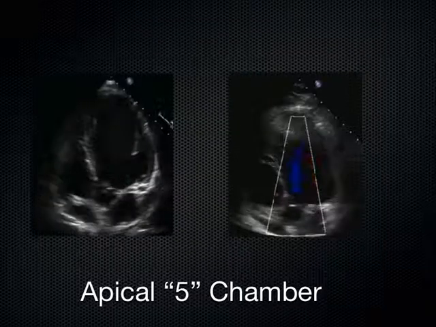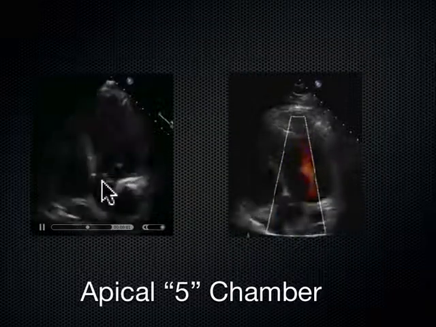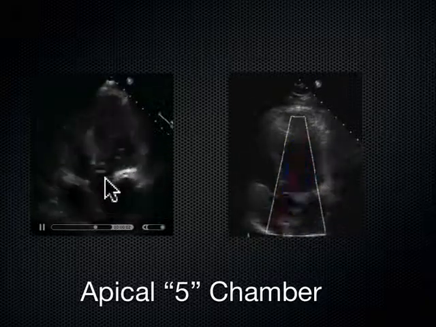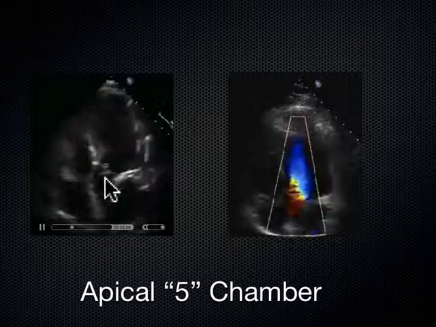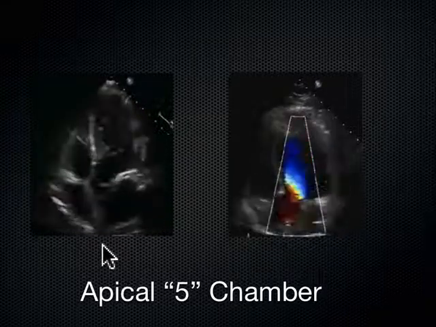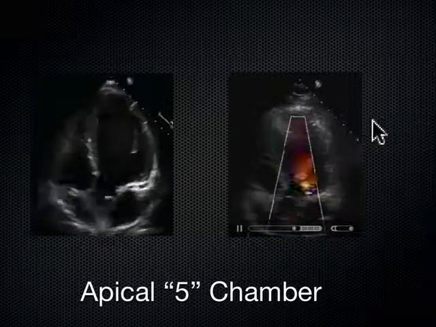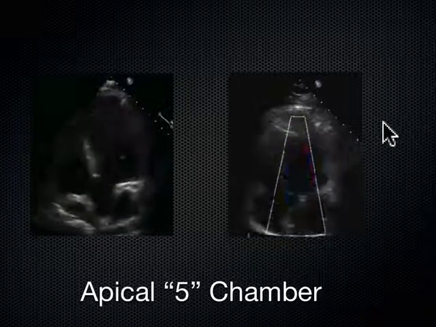This is what it looks like when we have it really nice. Apical 5th chamber. There's the aortic valve right there. See that? Where my arrow is? I'll get it out of the way. And over here, BART: blue away, red towards.